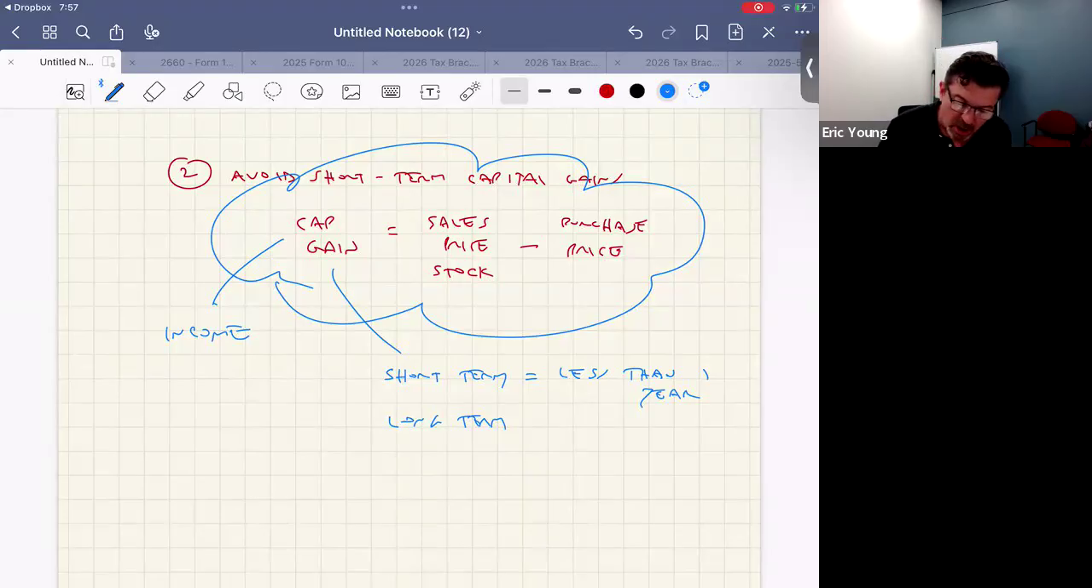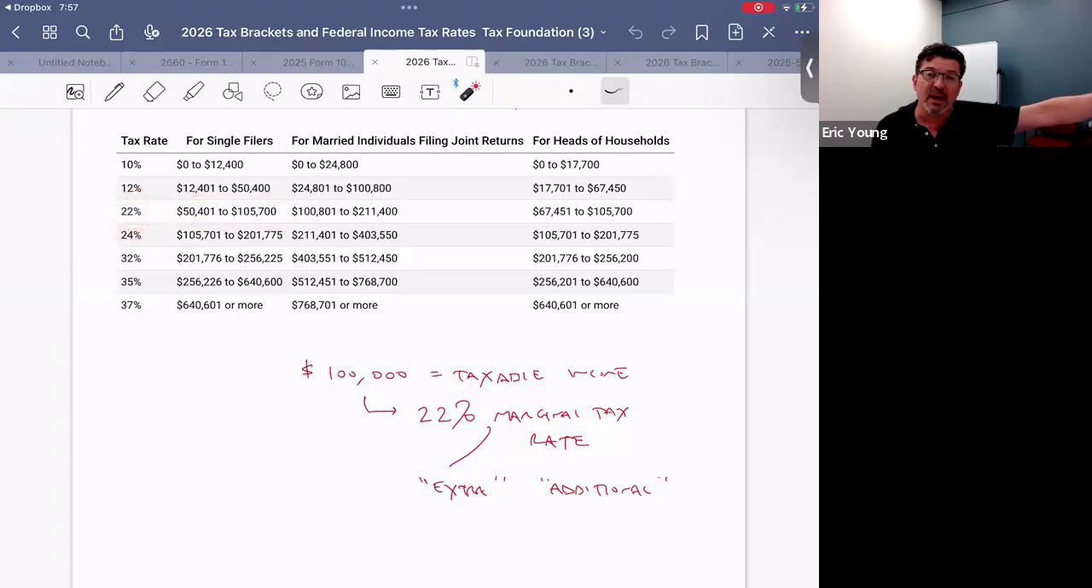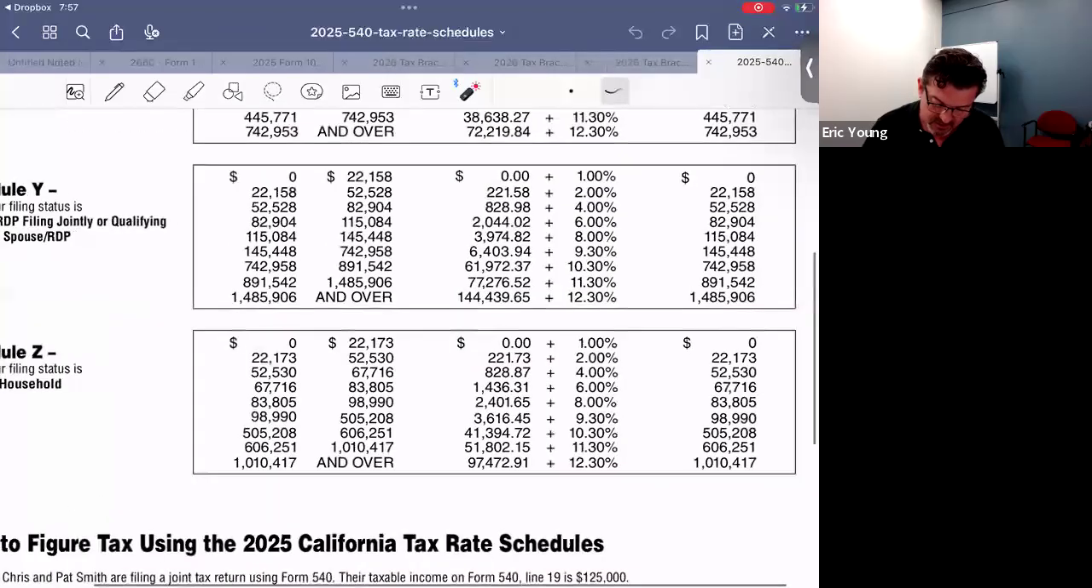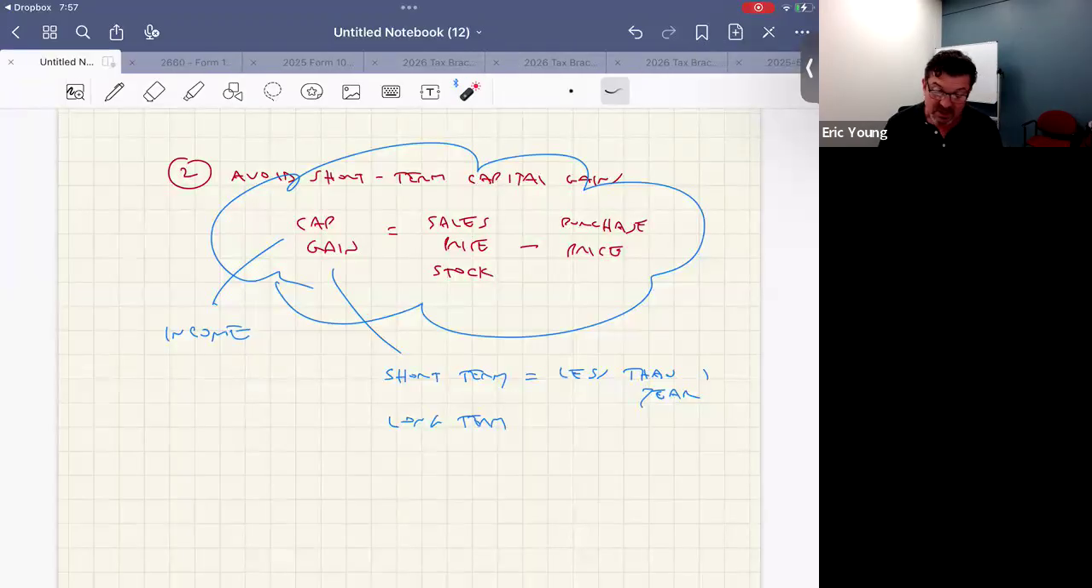Short-term capital gains are taxed at whatever rate you're in. So if I'm in the 22% bracket and I make $10,000 on a short-term sale of Tesla stock, that $10,000 is going to be taxed at 22%. $2,200 federal goes bye-bye. And then, of course, I'm also going to be paying 9.3% state. So 22% federal plus 9.3% state is about 31%. If I make $10,000 in a capital gain, 31% is going bye-bye. I'm only keeping 69%, $6,900. That's not so cool. But that's for short-term gains.